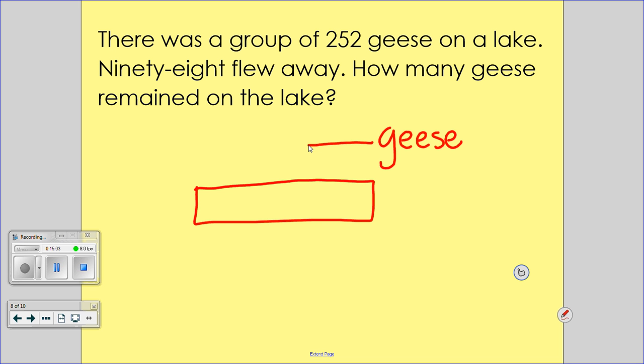Your rectangle is always equal to the total amount. So I'm going to draw these arrows like this to remind me that that rectangle means total. So that whole rectangle, if I fill it in, that'll give me the total. What am I counting again, Caleb? Geese. Do I know the total amount of geese that was there one day? Yeah. What was the total amount of geese that were hanging out that day? Yeah, we know there was a total of 252 geese hanging out. But then what happened?